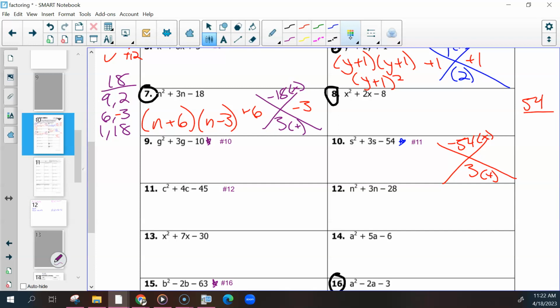9 times 6, and one of them would have to be negative. Which one would be negative? Negative 6, positive 9, and then our two factors would be s minus 6 and s plus 9.